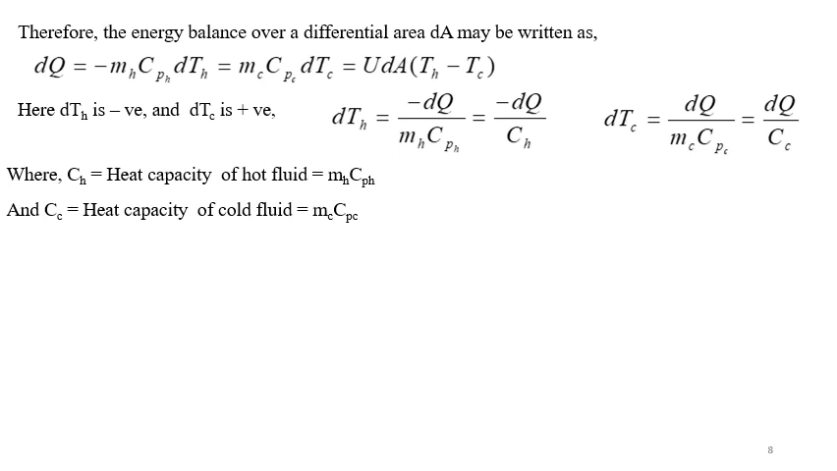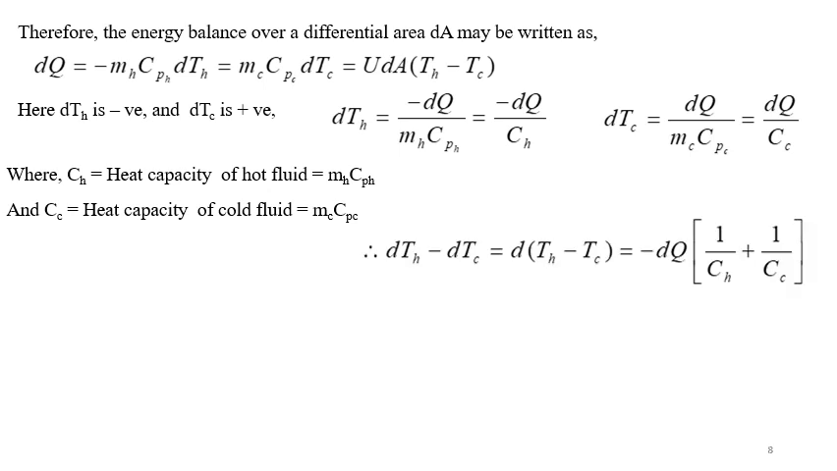Where Ch is the heat capacity rate of the hot fluid and Cc is the heat capacity rate of the cold fluid. Correspondingly Ch and Cc. Then we can equate this one. Therefore, dTh minus dTc is equal to d of (Th minus Tc), which is equal to minus dQ into (1 by Ch plus 1 by Cc).